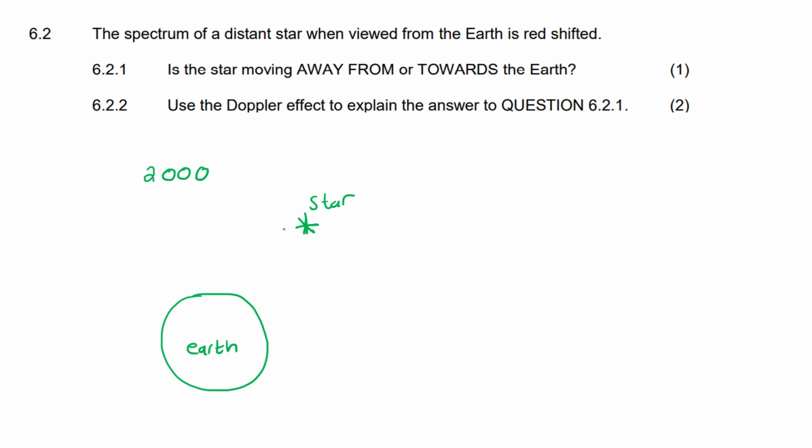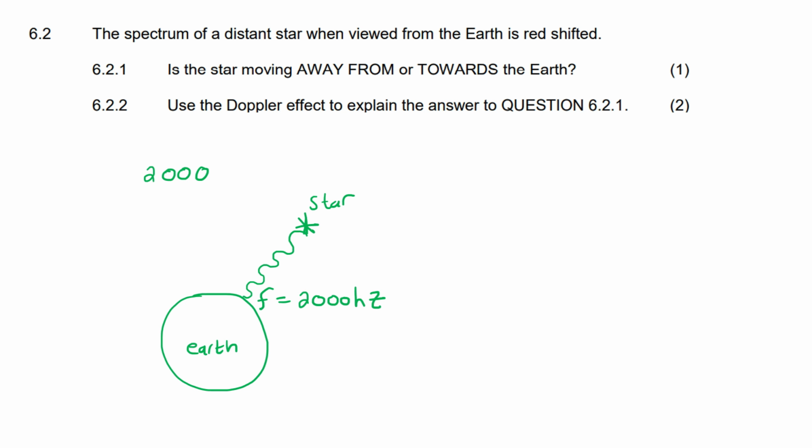Now that star obviously releases light. That's why we see it. So that light travels to the Earth as a wave. And on the planet Earth, we have some instruments that can measure the frequency. So maybe the frequency is 2000 hertz, just as an example.